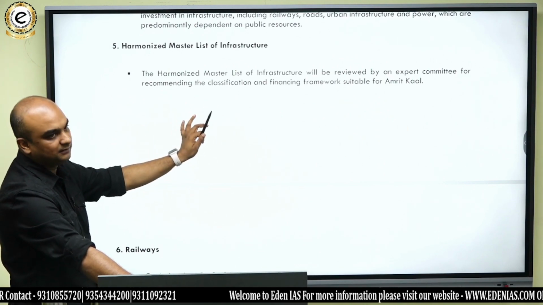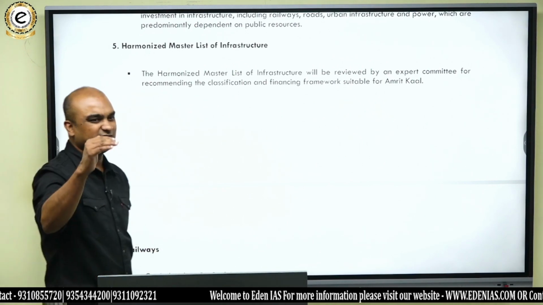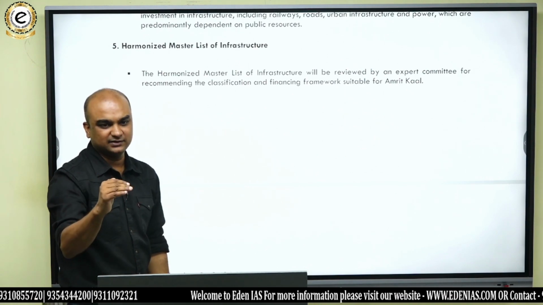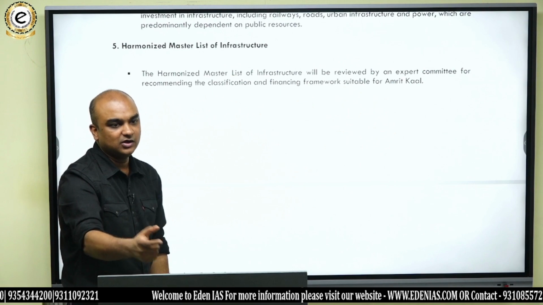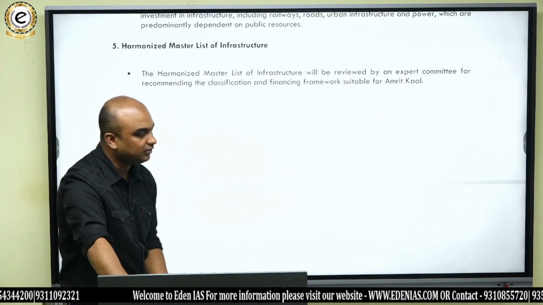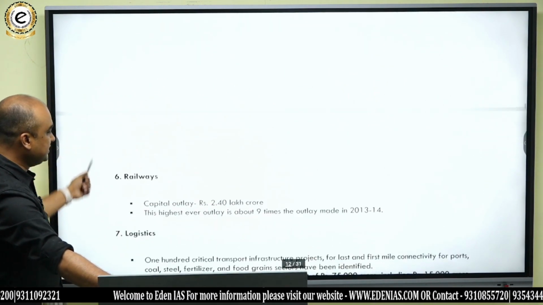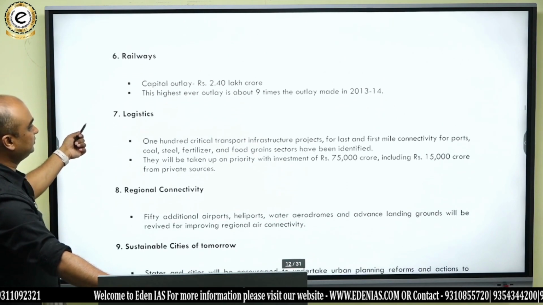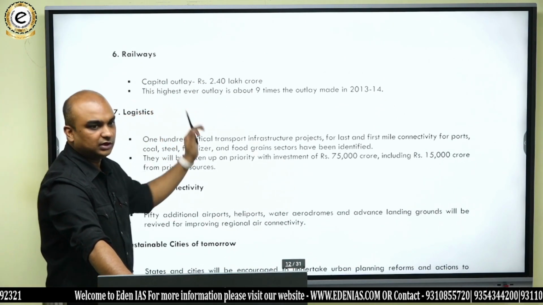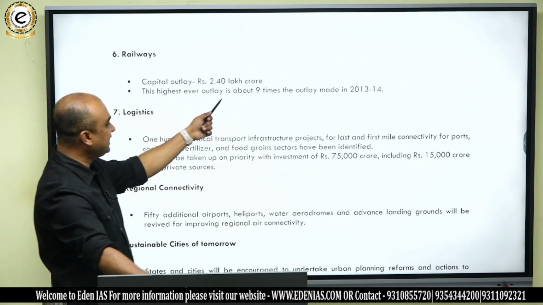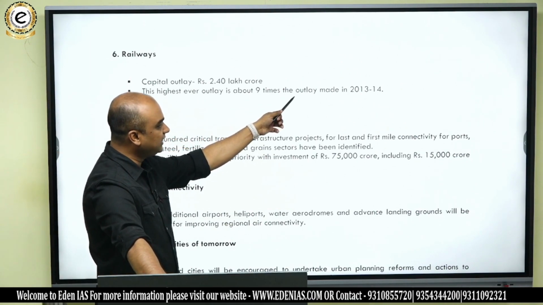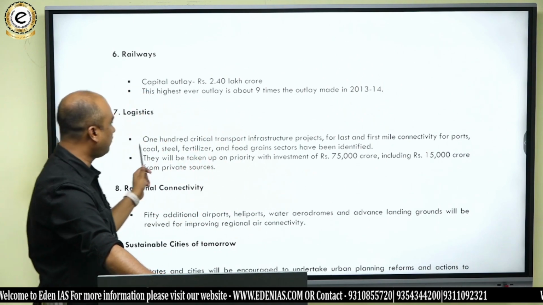suitable for Amrit Kaal. इसका मतलब कुछ नहीं है, एक ग्रेडिंग की जा रही है इंफ्रास्ट्रक्चर की, और कहाँ पे कितना फाइनेंस एलोकेट करना है और क्या सर्विसेज होंगे उसके अराउंड, बस उसी की बात होती है यहाँ पे. Railway capital outlay 2.40 lakh crore. Now you know railway budget is part of the overall budget. The highest ever outlay, about 9 times the outlay made in 2013-14.